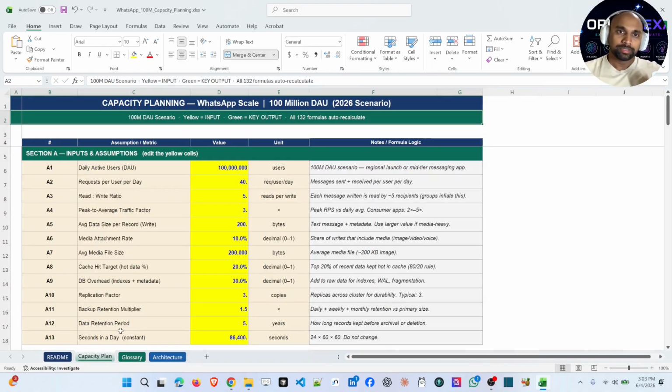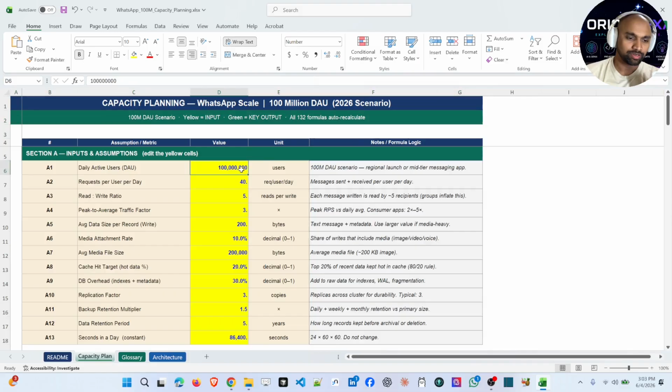Let's see how we are going to do the capacity planning. This is for a 100 million daily average user scenario. These parameters, given in yellow, we can change here if we want to. Daily average users, we have 100 million users. Request per day per user is 40, that is the average read or write requests coming from one single user. Read ratio is 5. Each message written by one user will be read by at least five recipients. And peak traffic, we are considering as 3 times the normal traffic.